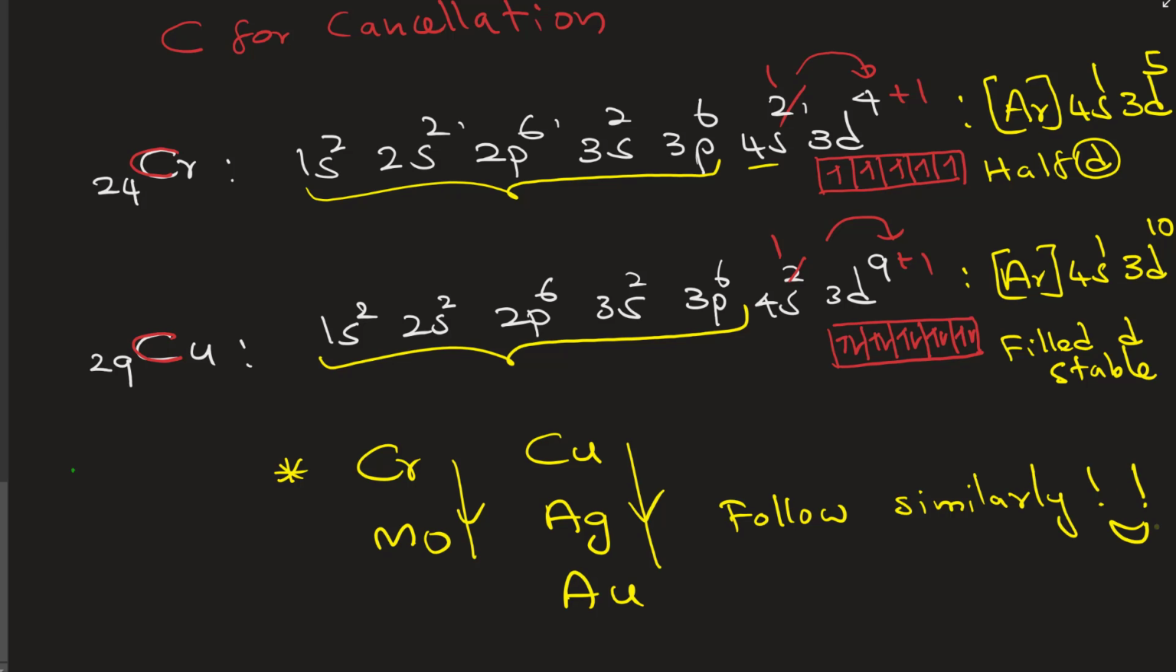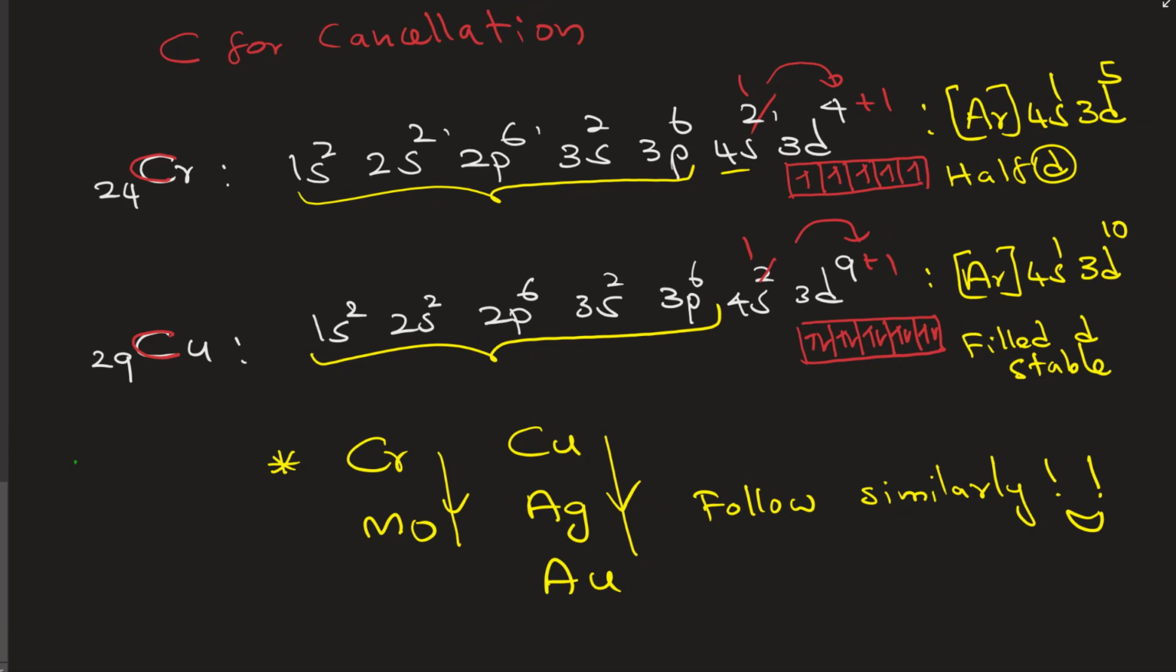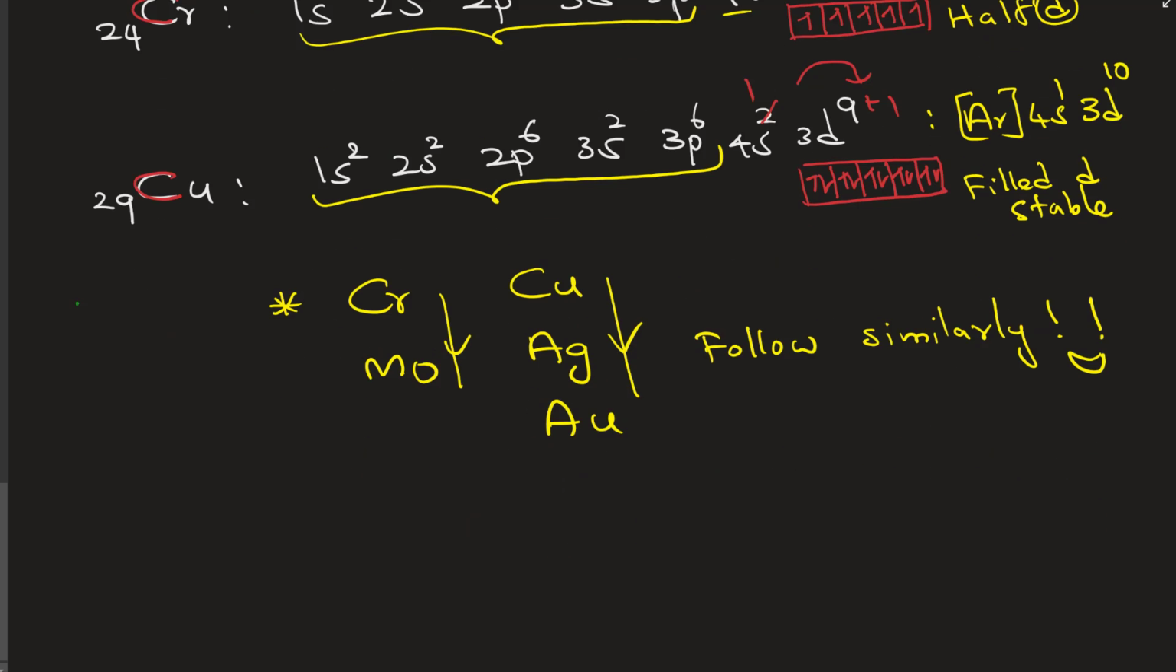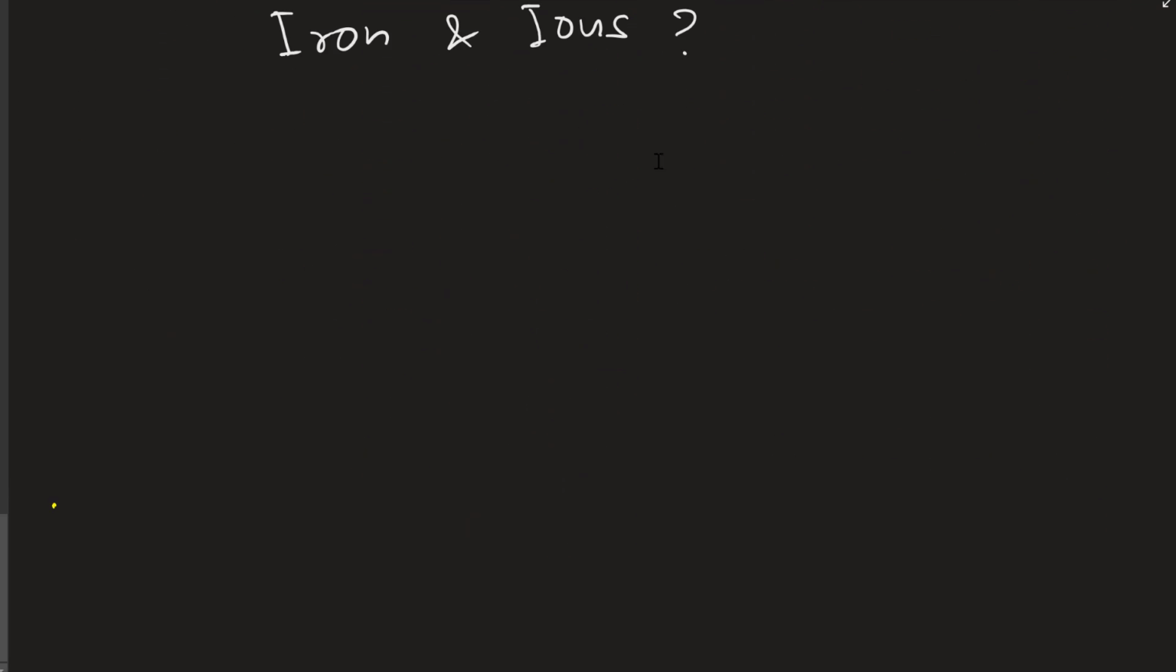Now below molybdenum there is tungsten. Don't bother about that. That is a very special metal. It's called wolfram, and that's a very different metal. Very high melting point, different.